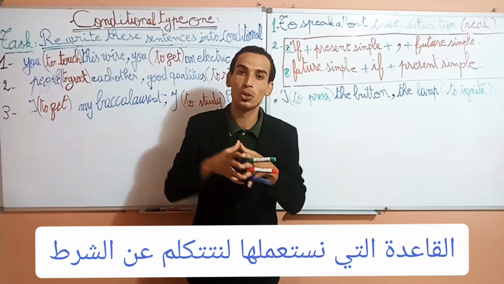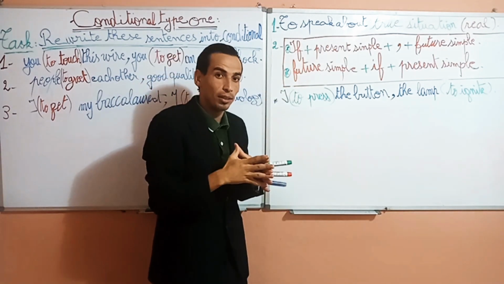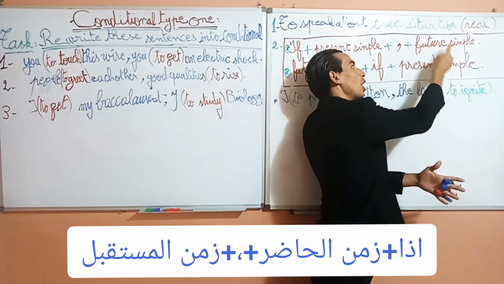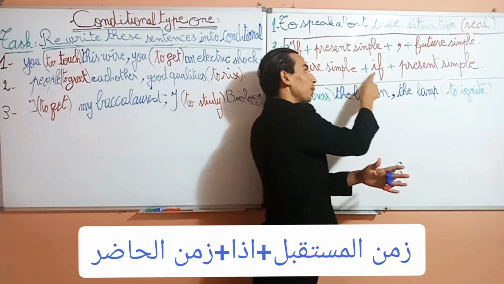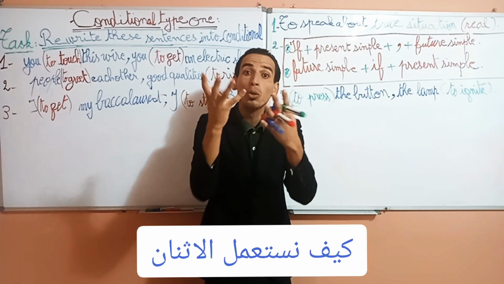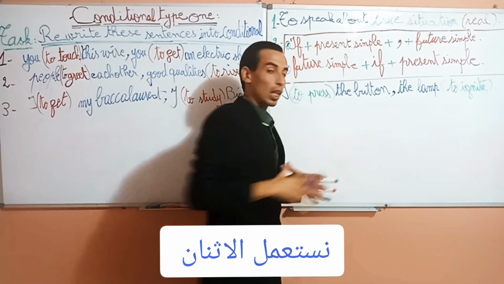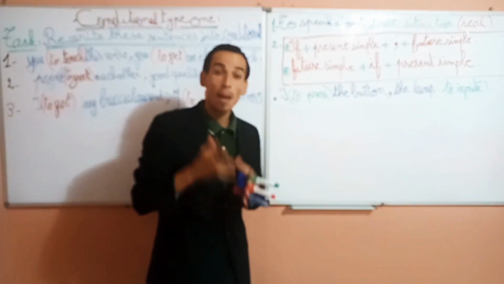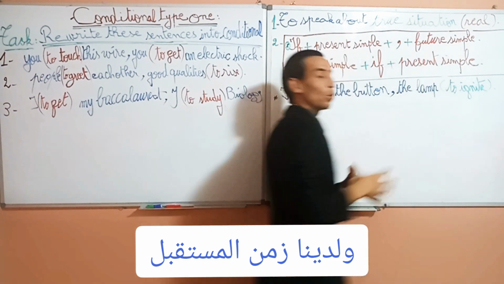The rule that we use to express conditional type 1 is here. We have if plus present simple plus comma plus future simple. Or we use another way, future simple plus if plus present simple. But the question, how do we use these two? We use these two on the sentence. But how? We have present simple and we have future simple.